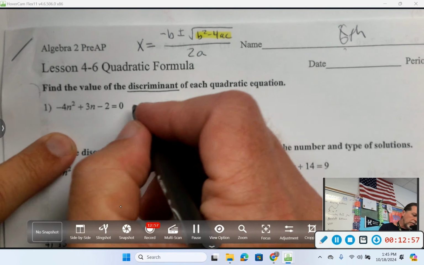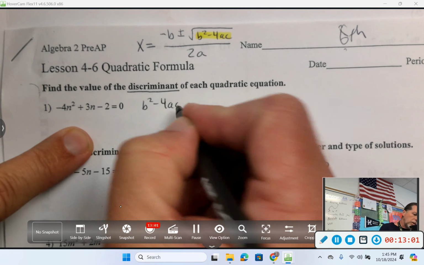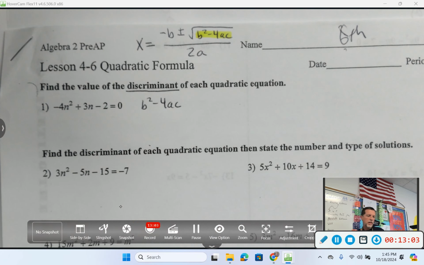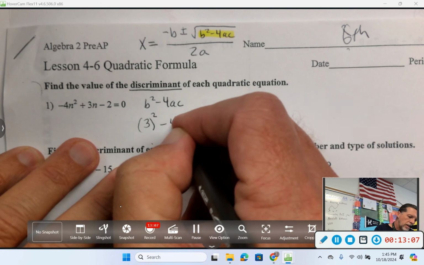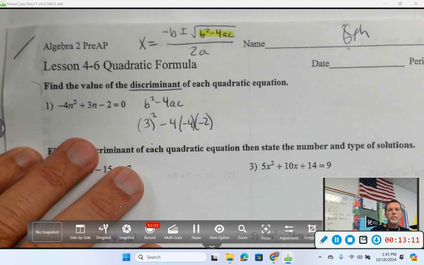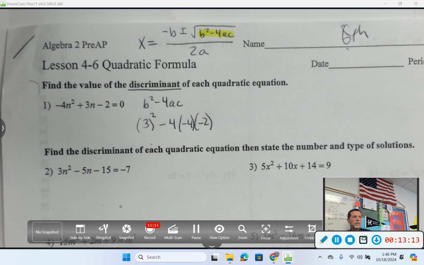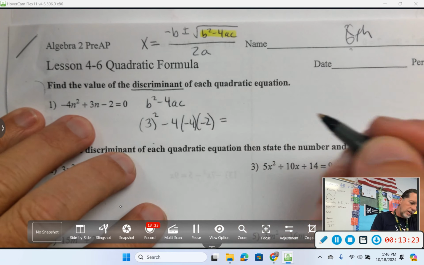Okay, now number 1. Find the discriminant of this thing. So b squared minus 4ac. So 3 squared minus 4 times negative 4 times negative 2. I didn't even think about it, but I did not write down a equals, b equals, c equals. If you need to, do it, but you're probably fine at this point.